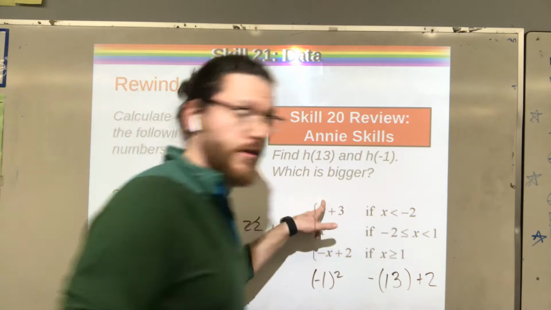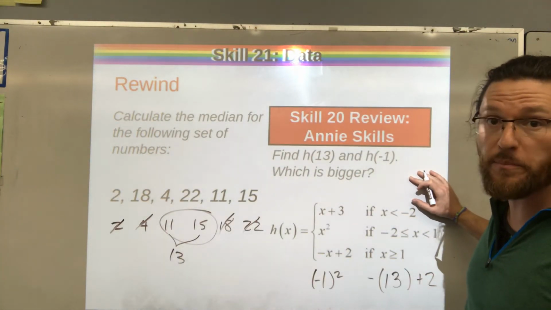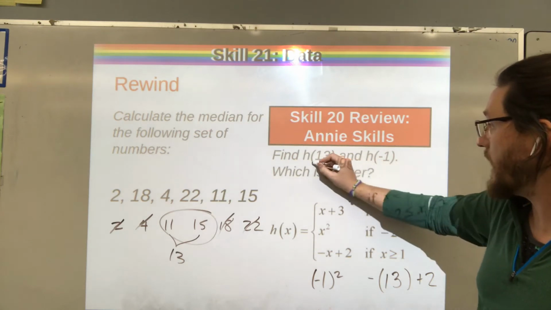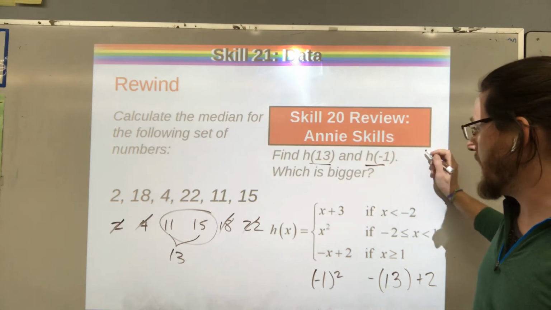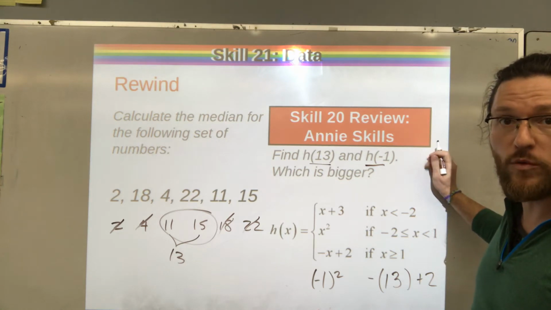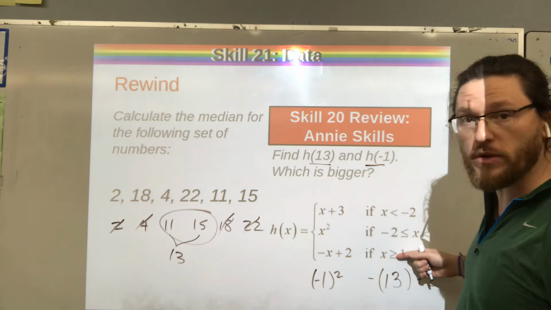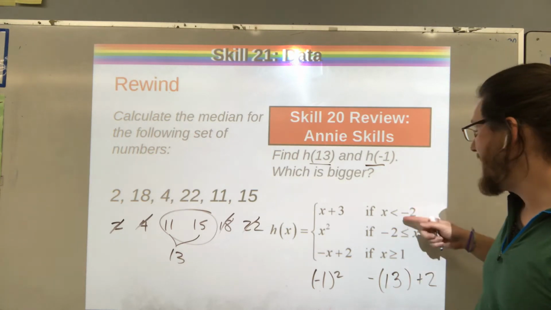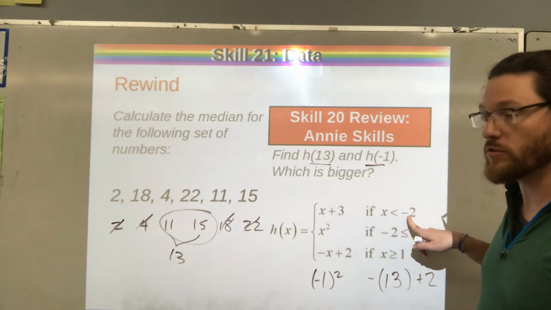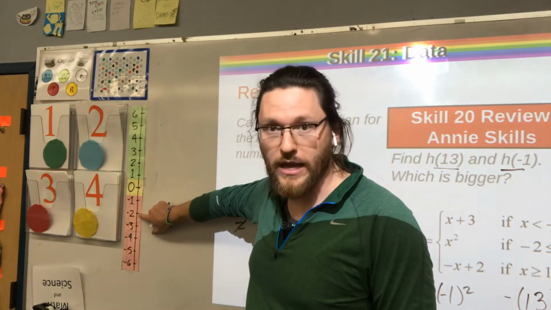Okay, and then over here looks at a piecewise function, right? It's an equation that's broken into pieces, okay? And it asks us to find h of 13 and h of -1 and tell me which one is bigger, okay? If we want to find h of -1, we have to figure out which piece that we need to use, okay? -1 is not smaller than -2, right? If we think back to our number line, right, -1 is bigger than -2, okay?